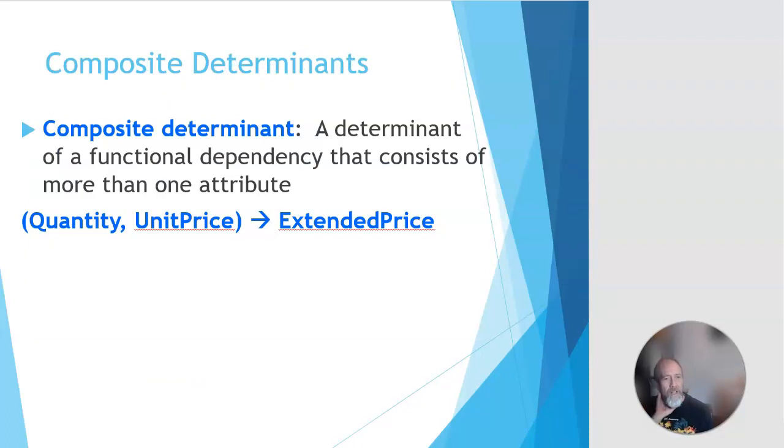So, sometimes you have determinants that are more than one attribute. In the case of quantity and unit price, if we have this quantity and this unit price of something, we're going to have an extended price. And if there's a universal discount that goes with it, the extended price might not be the quantity times the unit price, but the examples we're going to use are going to be that. Again, don't overthink this. It really is not that difficult.